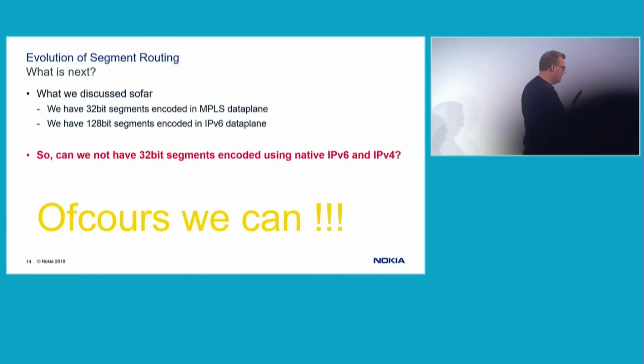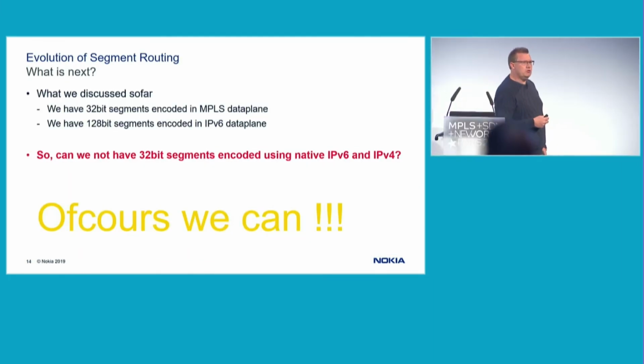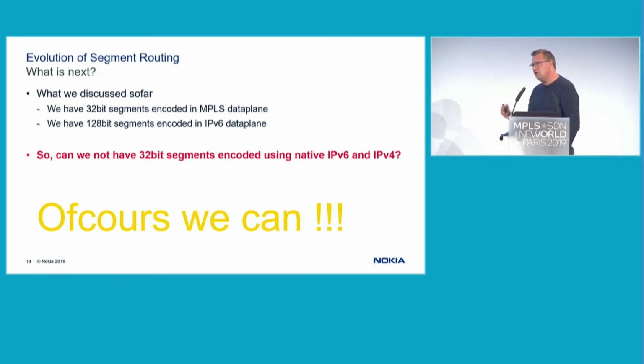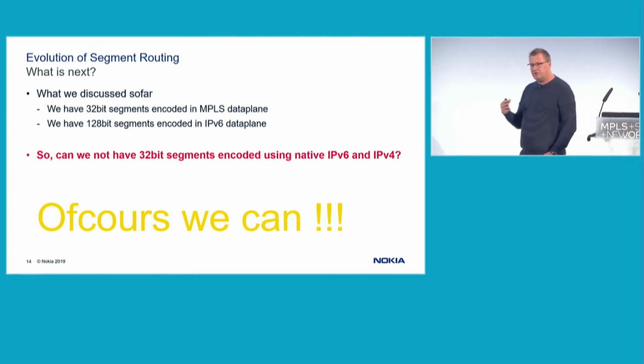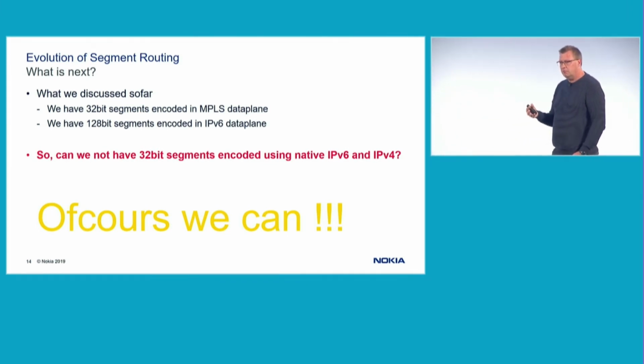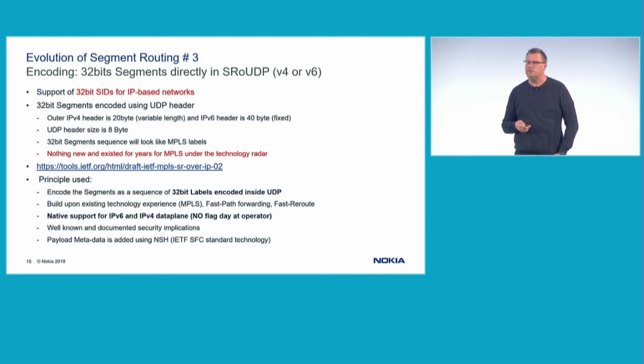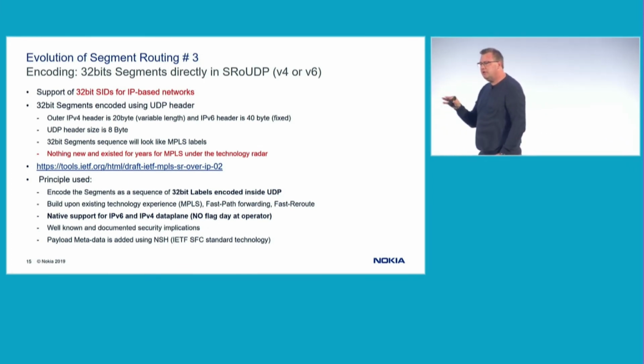So now the question is, okay, this is really good. We like the fact that we have 32-bit segments using an MPLS underlay, and 128-bit segments using an IPv6 underlay. But can we actually use 32-bit segments on a native IPv4 or IPv6 underlay? Yeah, of course we can. And this is not something new at all. It has been out there for quite a while. So we have been able to do MPLS over UDP over IPv4 and IPv6 networks. It goes under the radar of a lot of people, and it's very hardware-friendly.